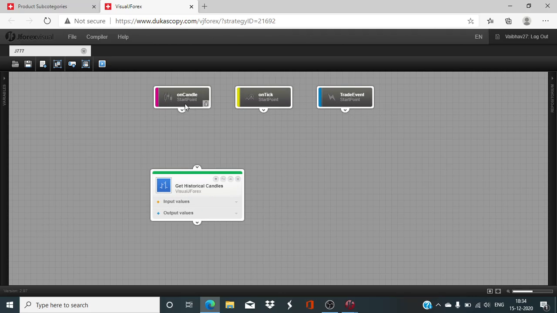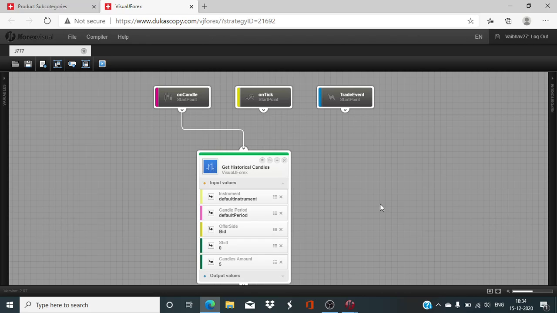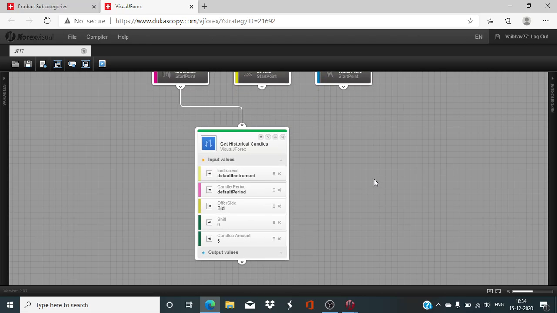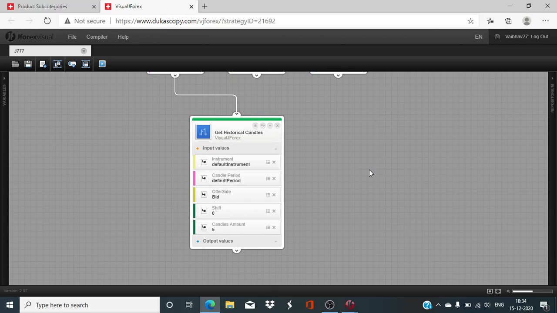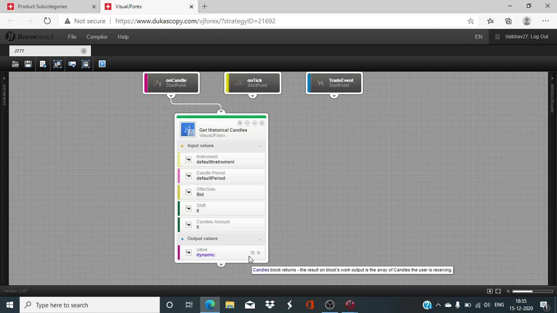To initialize the block, we can use any of the three start points. For today's session, we will utilize the on candle as our start point. Now coming to its input variables, we have to define these 5 input values: the candle instrument, default period, the offer side, shift value, and the candle amount, the number of candles which we are going to use for defining the cluster of this block, Get Historical Candles. And depending on these input variables, we will have the output value.